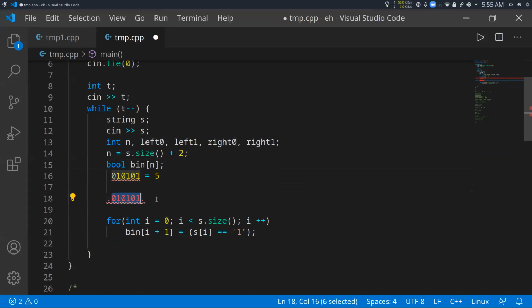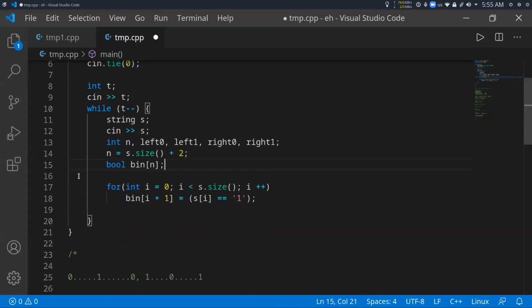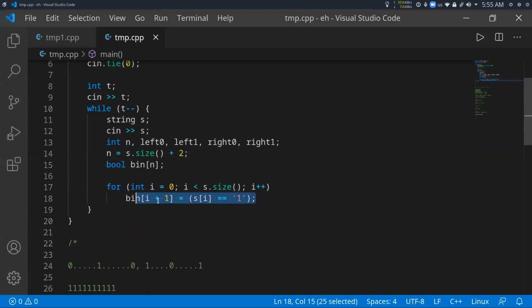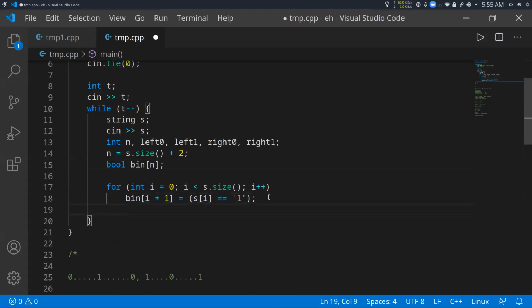Okay, did you get me? So just to make it one-based index. Okay, so that's it. Arman, how can we calculate the right part?